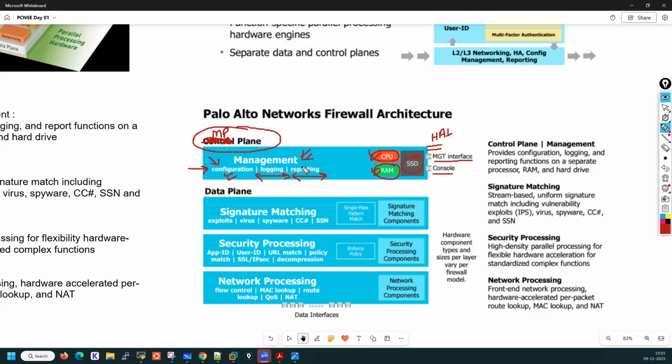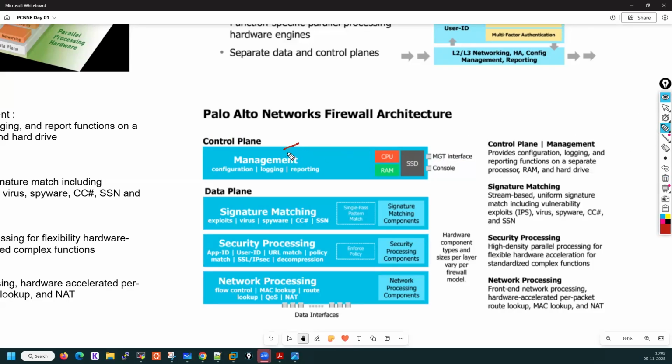It has a dedicated task to do. Means the management plane will not process any type of user traffic. Let's suppose any user is trying to communicate with Facebook through our firewall, then that particular traffic is handled by the data plane. It is not handled by the management plane. Management plane will not handle any type of user data. Just remember, user data is not handled by the management plane. It is handled by the data plane only.